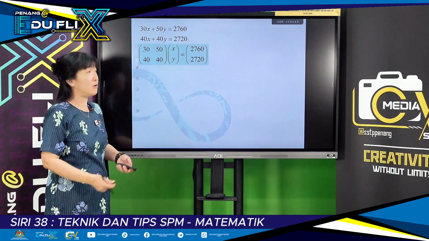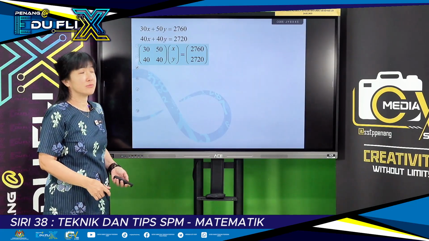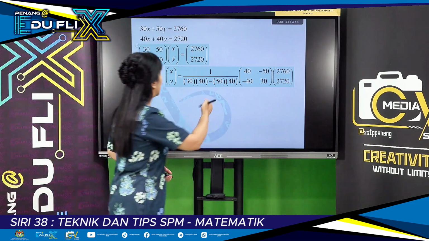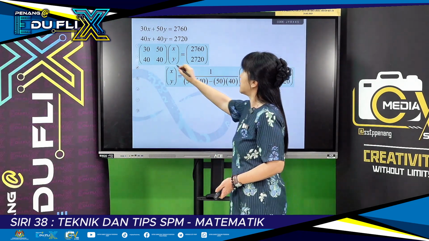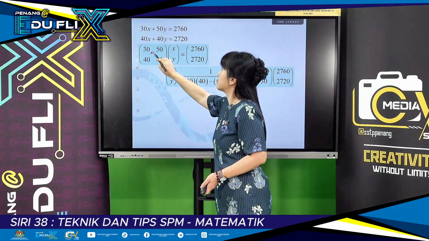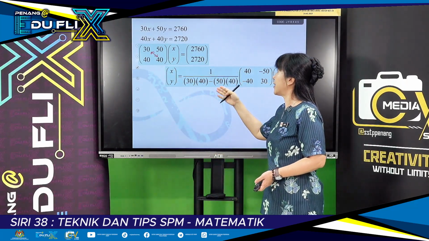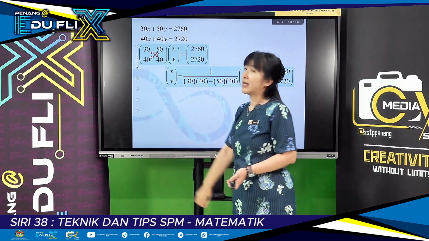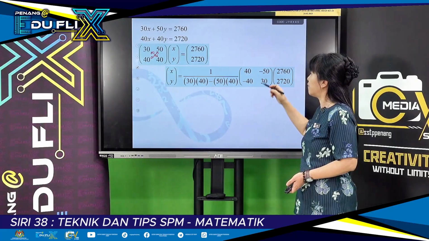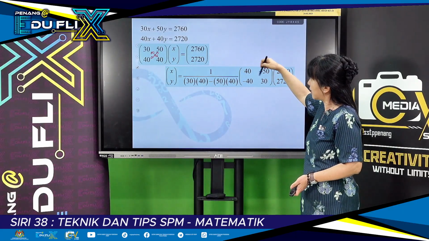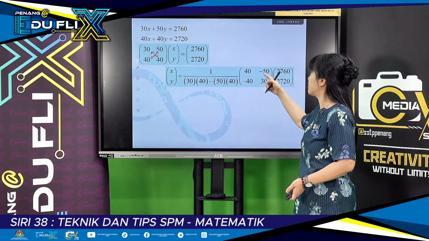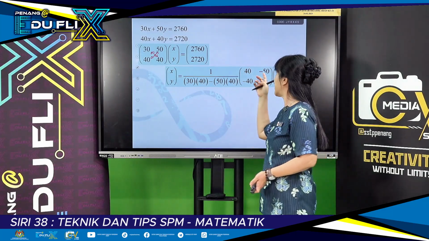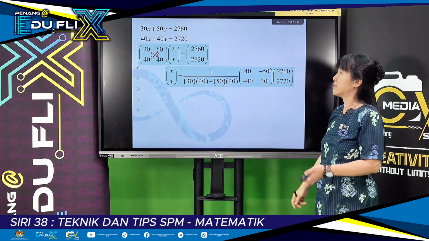As we learned before, to find x and y, it is equals to 1 over 30 times 40, multiply these two elements, 30 times 40, minus 50 times 40, multiply the other diagonal. And then don't forget to change the position of 40 and 30 and change the sign for 50 and 40 to negative 50 and negative 40.